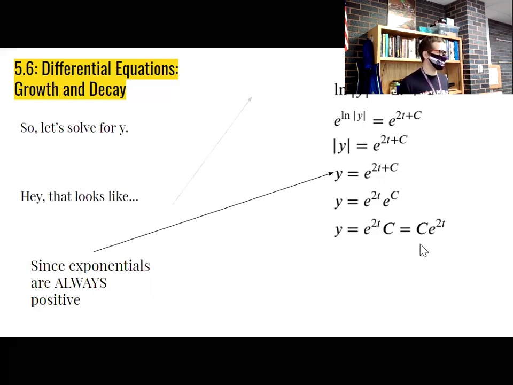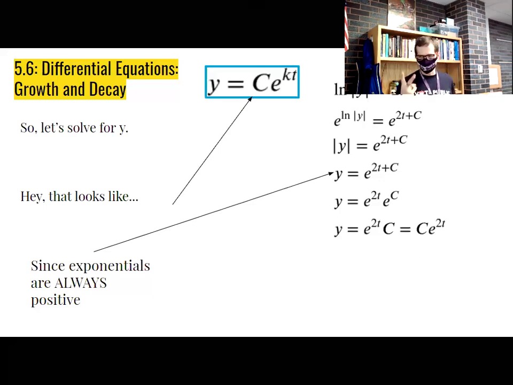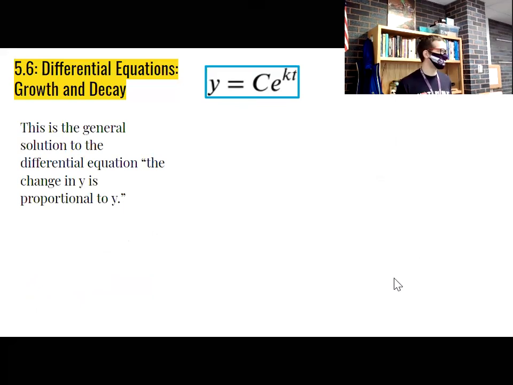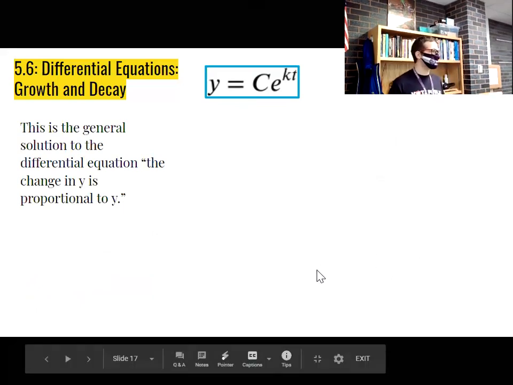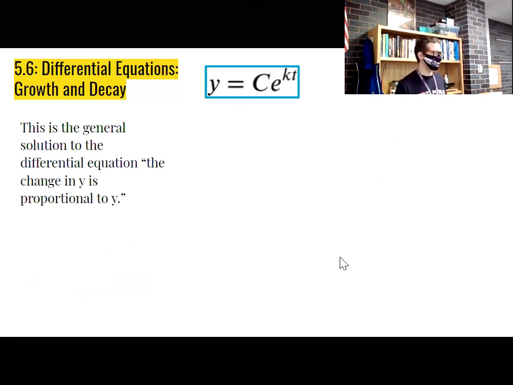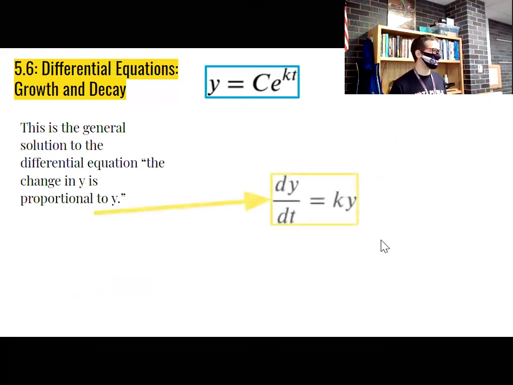Hey, that kind of looks like the thing we started with. Oh, that's right. I had it animated so it would come in. Look at that. It is basically one of those two equations that we started with. So this is the general solution to the differential equation. The change in y is proportional to y, which is this.